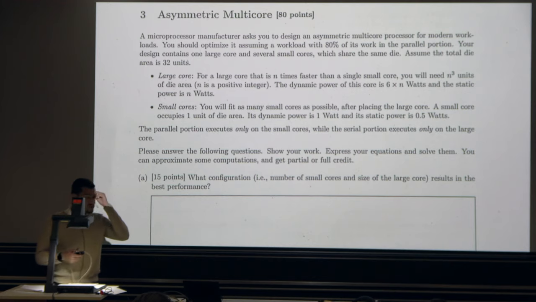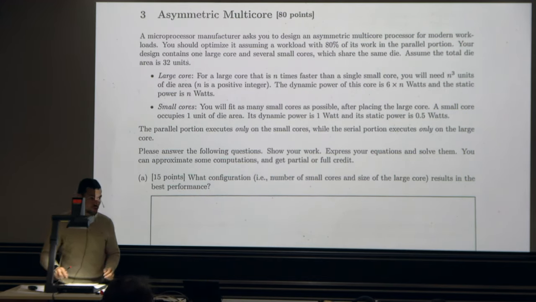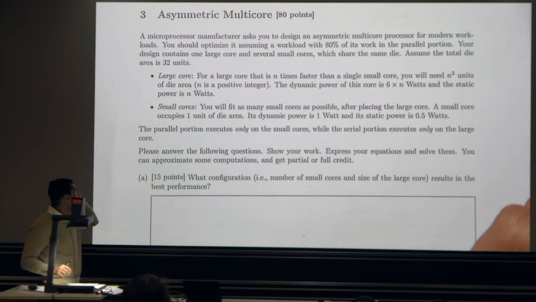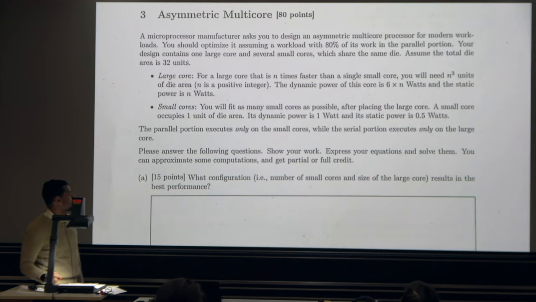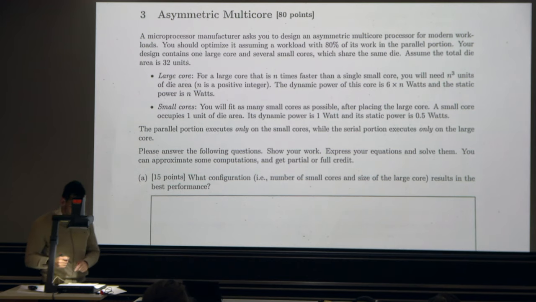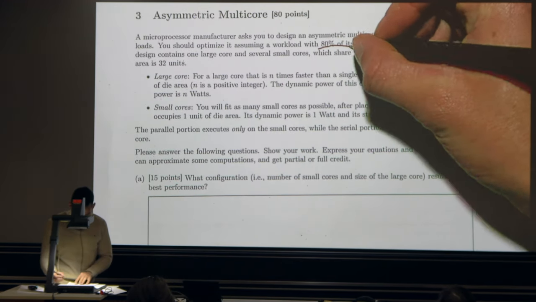Okay, let's continue with these questions. So this question here is about a symmetric asymmetric multicore. I'm going to read the question first. A microprocessor manufacturer asks you to design a multicore processor for modern workloads. We should optimize it assuming that the workload has 80% of its work in a parallel portion. This is going to be important.